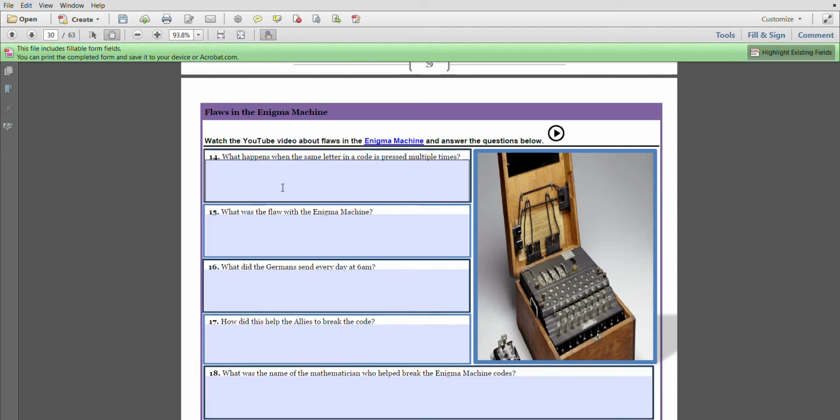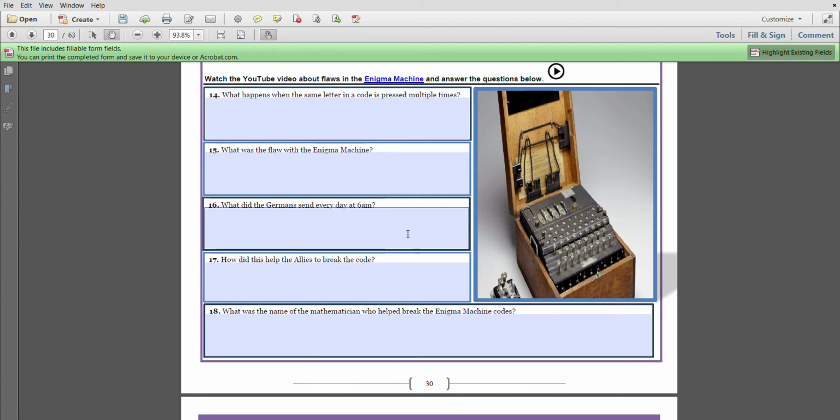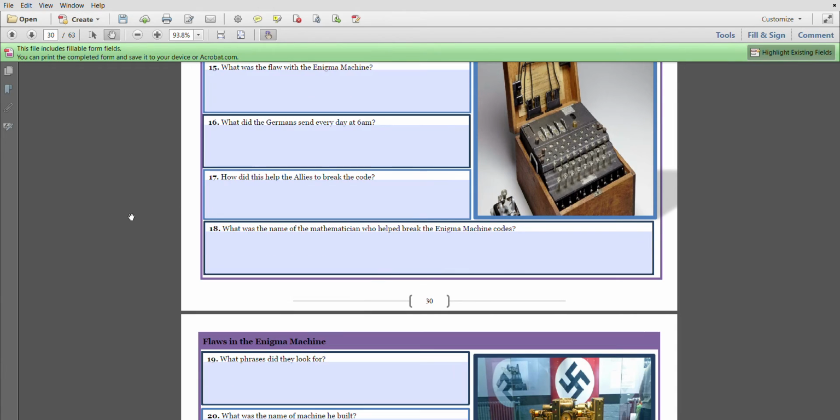Page 30. Flaws in the Enigma machine. Watch the video on flaws in the Enigma machine using this play button or right here and answer the questions below. 14. What happens when the same letter in a code is pressed multiple times? 15. What was the flaw with the Enigma machine? 16. What did the Germans send every day at 6 a.m.? 17. How did this help the Allies to break the code?